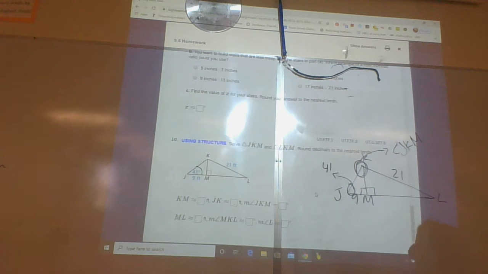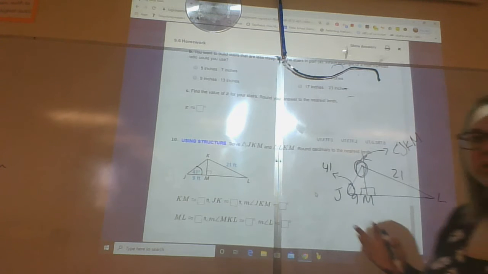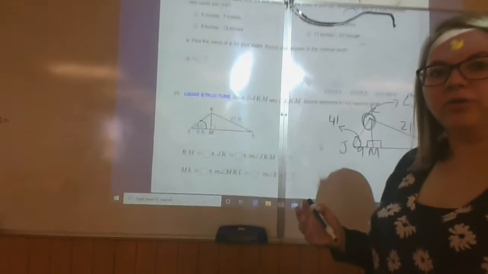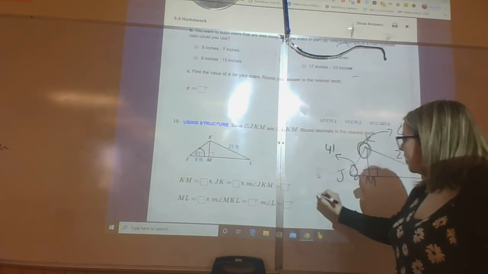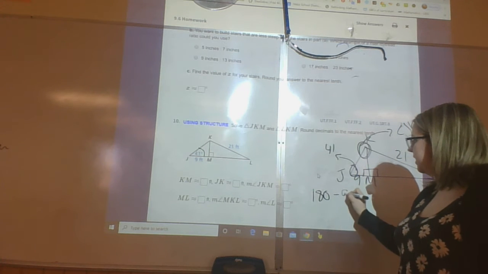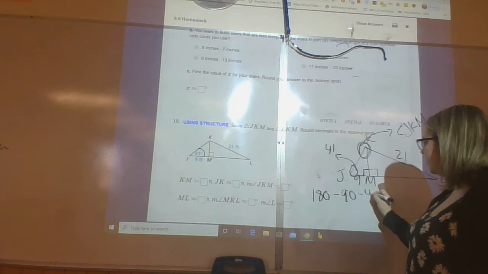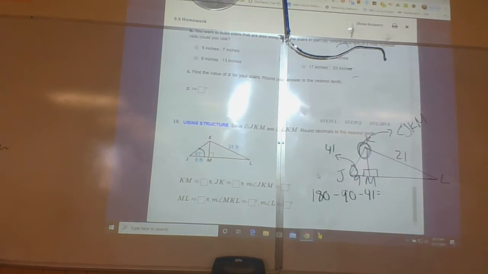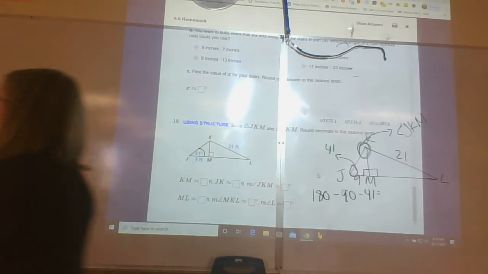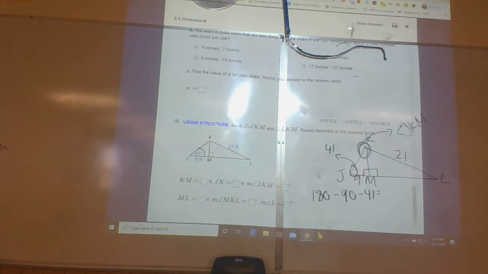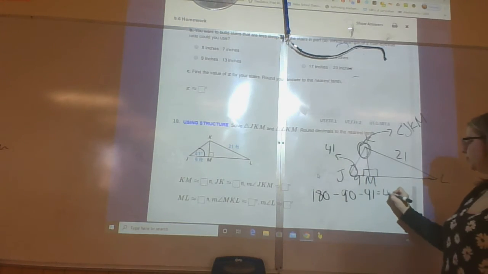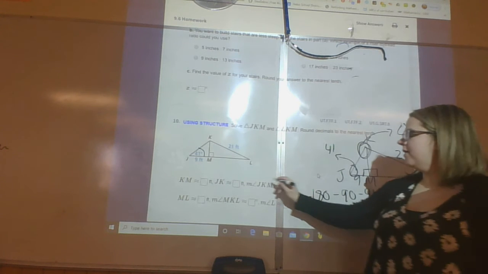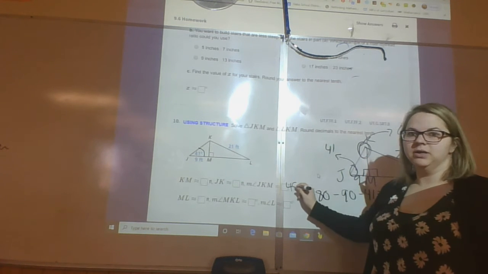Okay, so to find angle JKM, well, I know there are 180 degrees in a triangle, in any triangle. So here I could do 180 minus 90 minus this one right here, 41. I put that in my calculator: 180 minus 90 minus 41. I get 49. So that is the angle of JKM, it is 49.